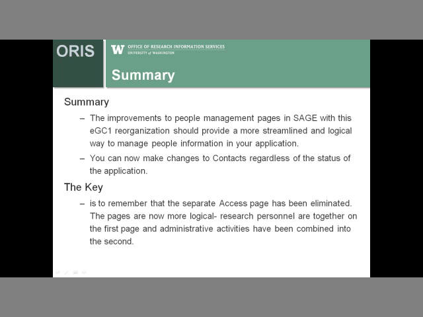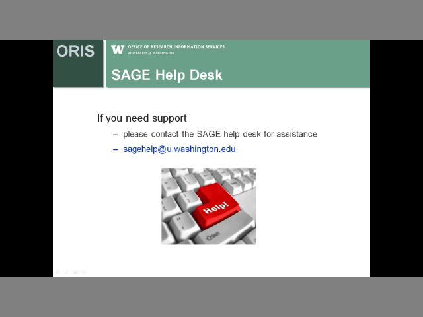So in summary, the improvements to people management pages in Sage with this eGC1 reorganization should provide a more streamlined and logical way to manage people information in your application. You can now make changes to contacts regardless of the status of the application. The key is to remember that a separate access page has been eliminated. The pages are now more logical. Research personnel are together on the first page, and administrative activities have been combined into the second. We hope you find these improvements helpful.